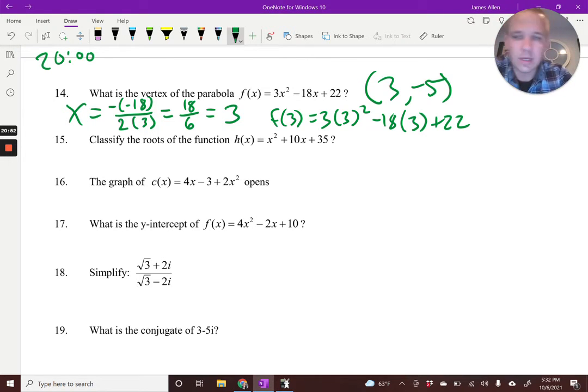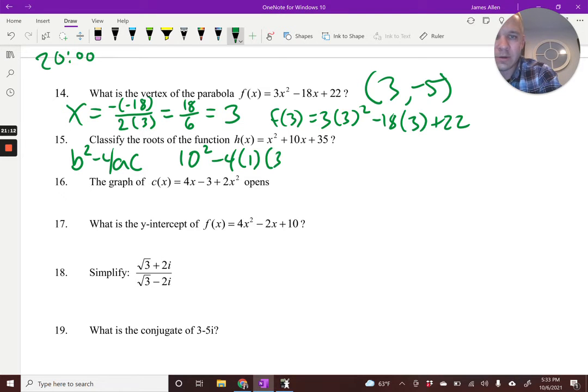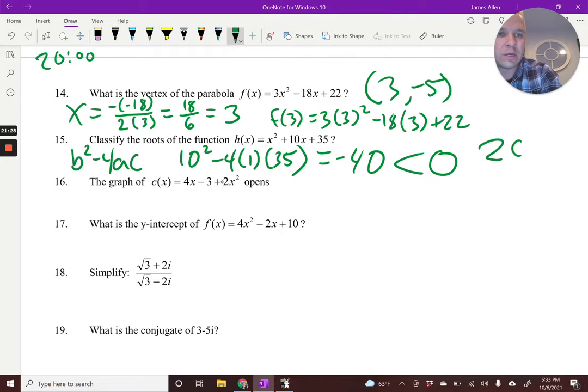Cool. There it is. Classify the roots of the function. So I actually don't need to solve this. All it's asking for are there 2 reals, 1 real, or 2 complex. I'm going to use my discriminant for that, b squared minus 4ac. So if I calculate that, I have 10 squared minus 4 times 1 times 35. Now, I can already tell that this is going to be a number that is negative, right? 100 minus 4 times 35, that's a more negative number than 100. So what it ends up being is negative 40, which is less than 0. So that means 2 complex solutions.